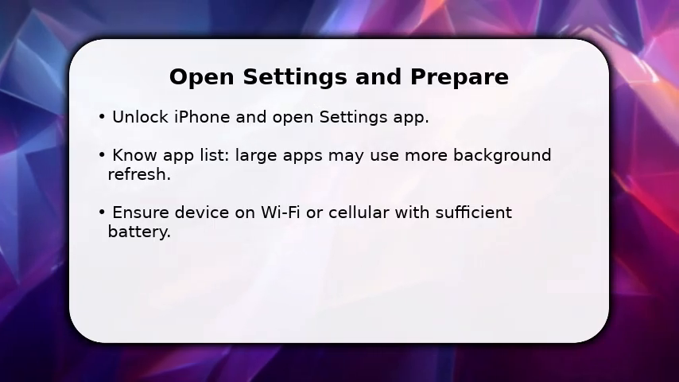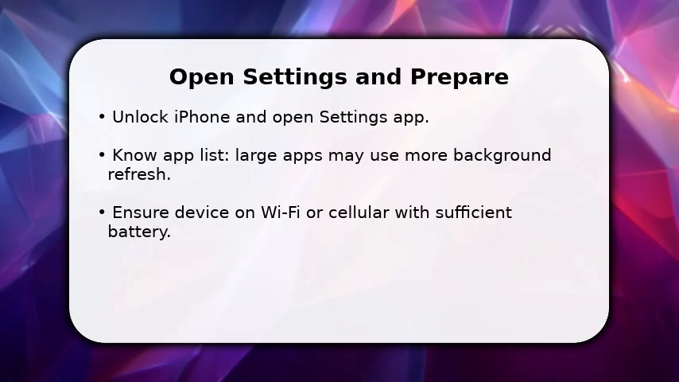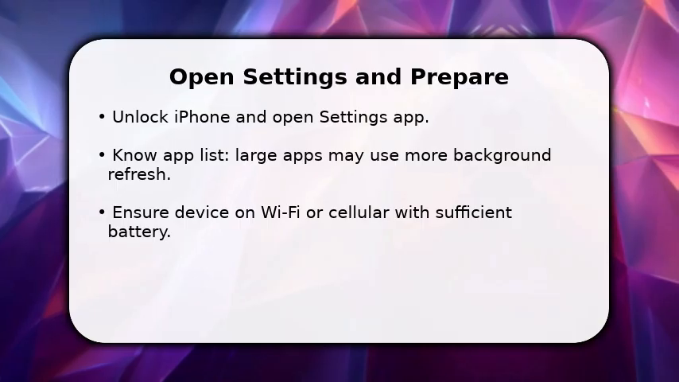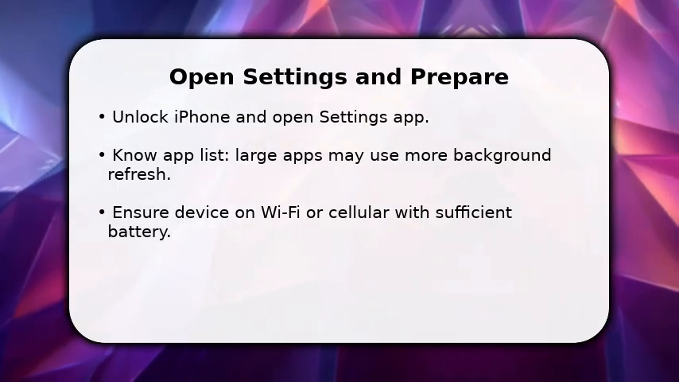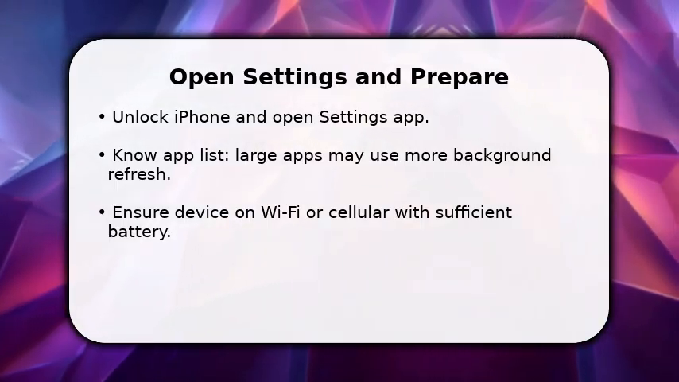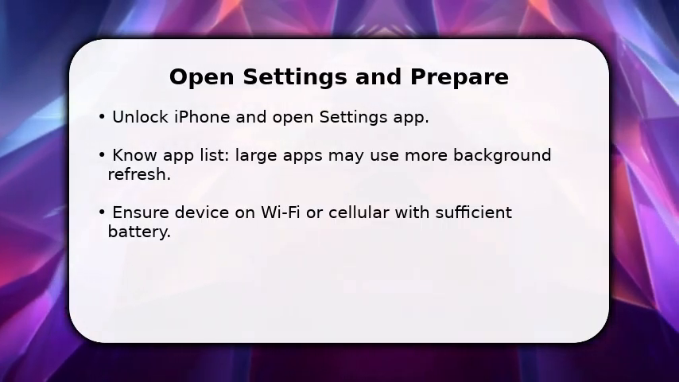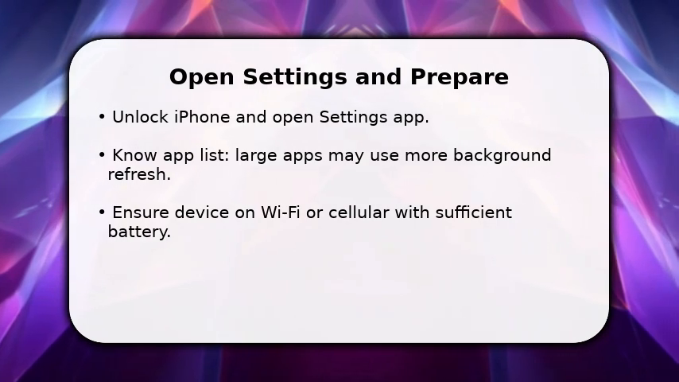Make sure you're on Wi-Fi or have a cellular plan active because the setting can be restricted by network. Also confirm battery level and low power mode is off, since that disables background refresh. These steps prepare the phone so the actual toggles behave predictably, and you won't chase phantom failures.